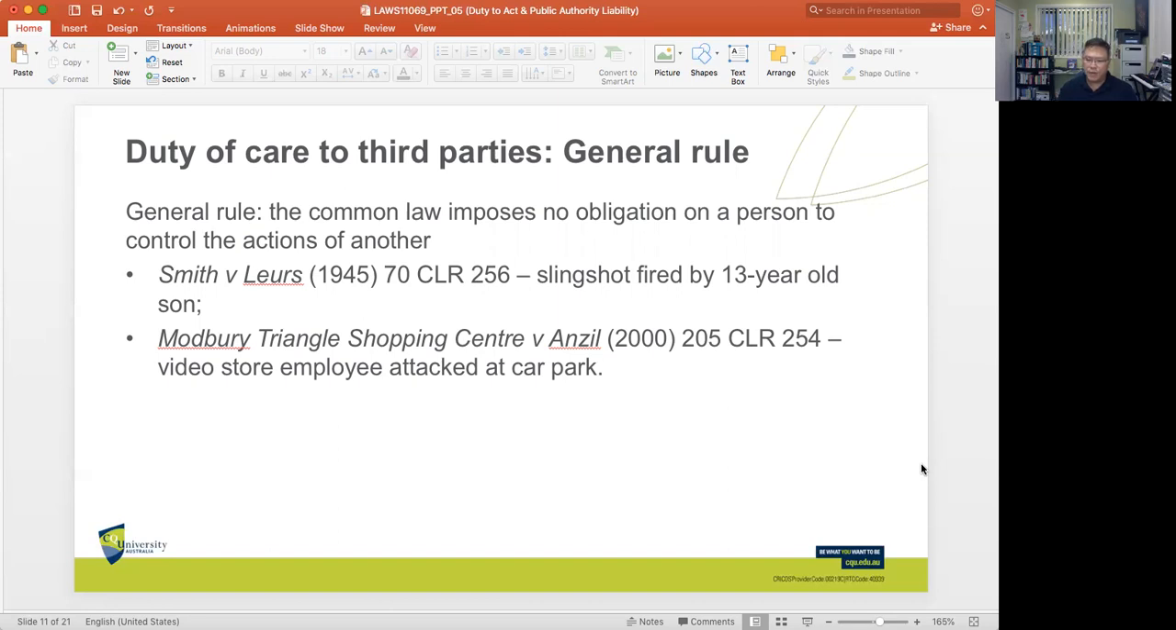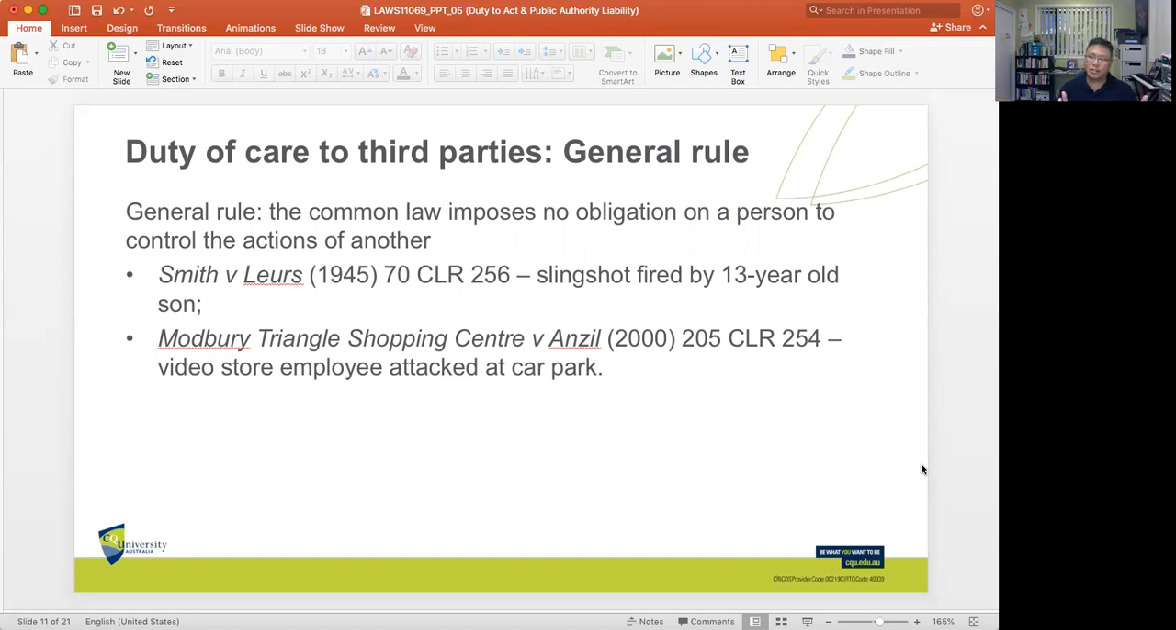But can there be situations where the injuries or harm suffered by a plaintiff is caused not by a defendant himself, but by another person? So what if you have an employee who hurts another, a co-employee? Can the employer be liable? In other words, would the employer have a duty of care towards a third party?